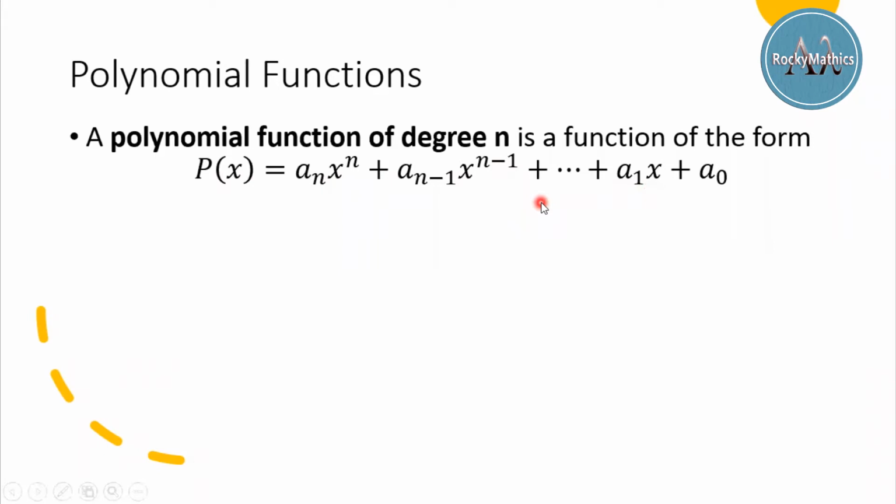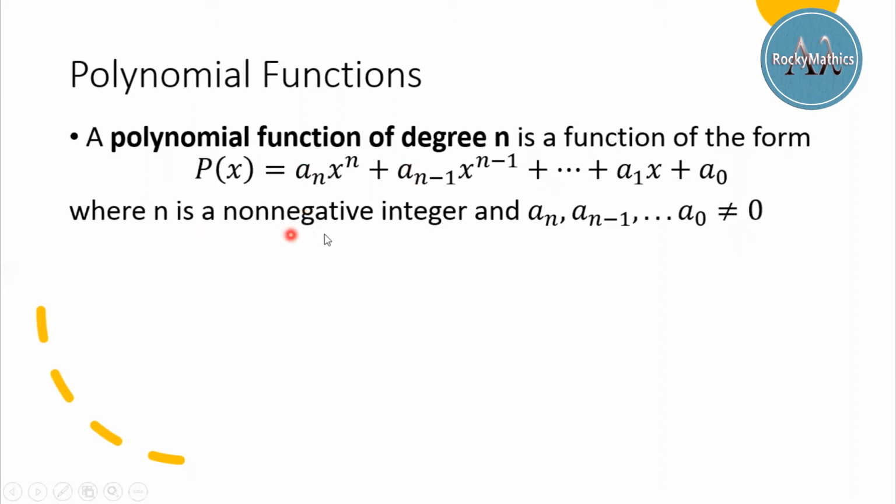So for example, x cubed plus 3x plus 2 is an example of a polynomial. Now, in this case, the degree of the polynomial is n, okay? Where n is a non-negative integer. So take note, the degree is a non-negative integer. And a sub n minus 1 up to a sub 0 are not equal to 0. Okay? So the degree, by the way, is the highest power of the variable.